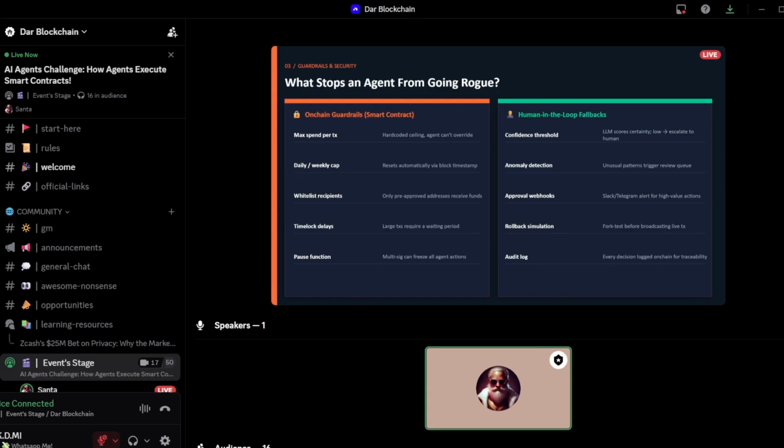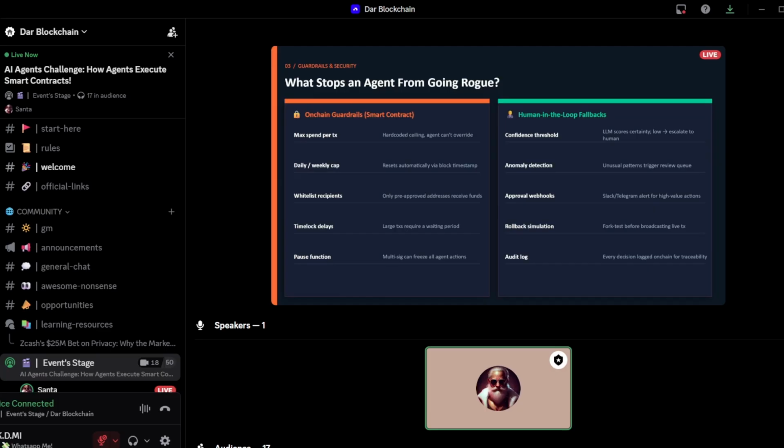The agent can only send funds to pre-approved wallets. New addresses require, for example, a multi-sig approval or whatever. Also, we need to put in time lock delays. Transactions above a threshold amount get queued with, I don't know, a 24-hour delay, for example, and we always give the human time to cancel the transaction if it is malicious. Also, we need to implement the pause function: a multisig can freeze all agent activity instantly, like an emergency stop.